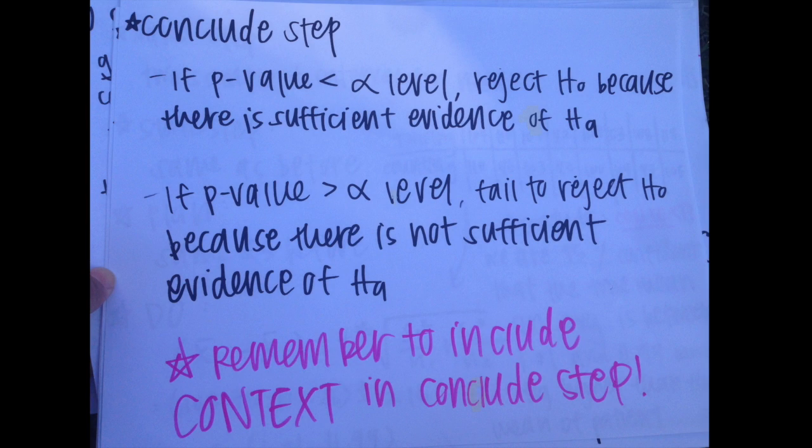Next is the conclude step. If the p-value that you found before is less than the alpha value, then you would reject H naught because there is sufficient evidence of HA. And if the probability value is greater than the alpha value, then you fail to reject H naught because there is not sufficient evidence of HA. And remember to include context.